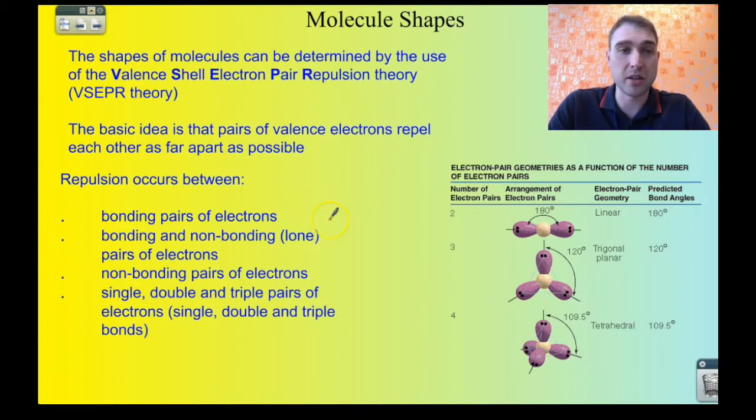What that means is that you're going to get repulsion between all your bonding pairs of electrons, non-bonding pairs of electrons, and single, double, and triple bonds. So all the electron pairs are trying to get as far away from each other as possible, and that leads to the interesting shapes that we get.